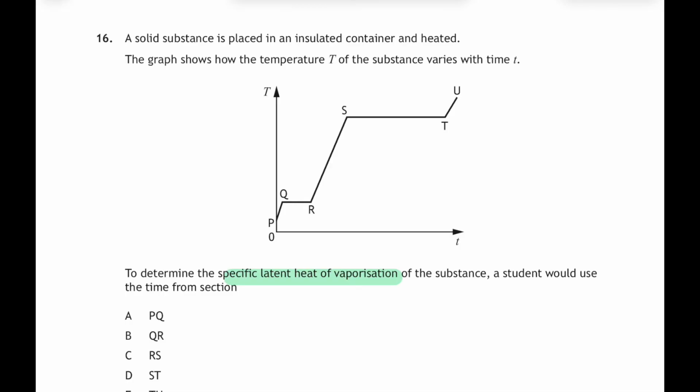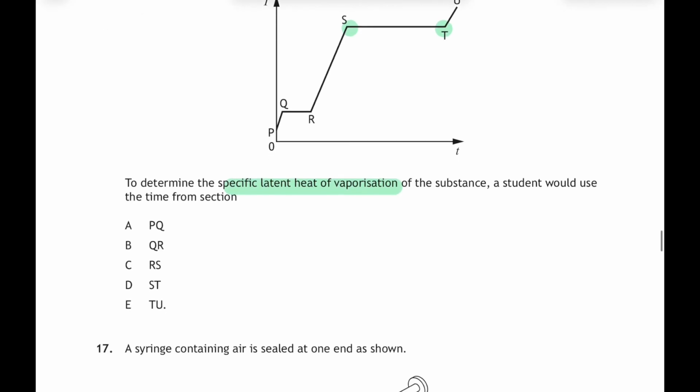Well, if we follow the graph up from where it starts at point P it's a solid, and we heat it up to point Q, and then it starts to melt, it becomes a liquid at point R, then we're heating up the liquid until point S, and then from S to T it's turning into a gas, so that's when it's vaporizing.